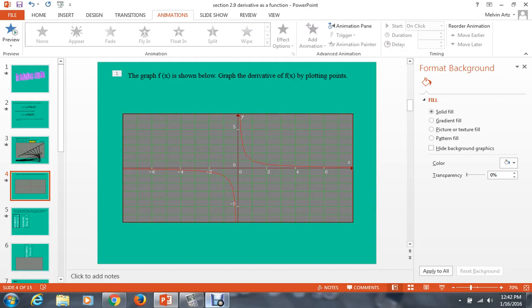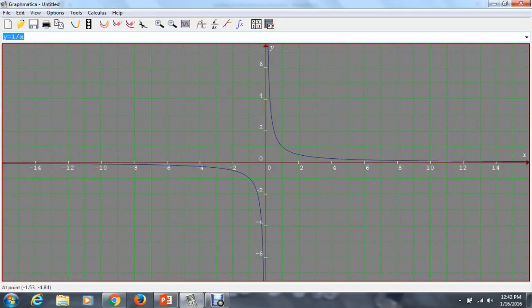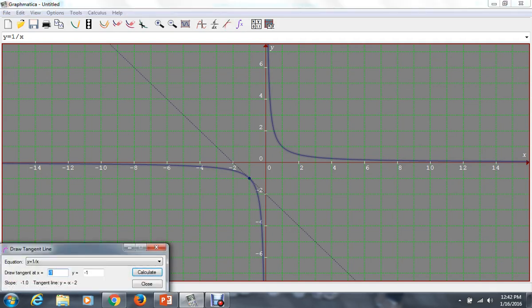Let's look at the graph of 1 divided by x. So we have the graph here, and let's look at the derivative of the function at different values. So I'm going to draw the derivative graph in here, have the computer do that for us. So here, there's the tangent line to the graph of 1 over x.